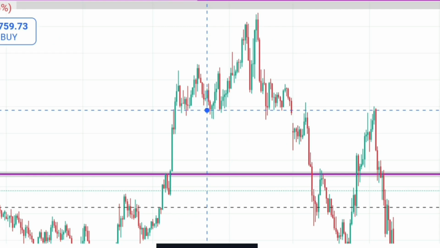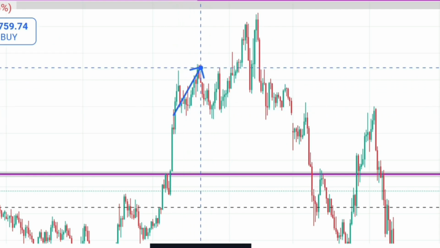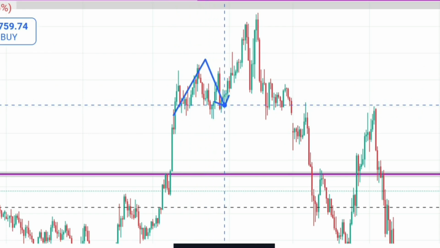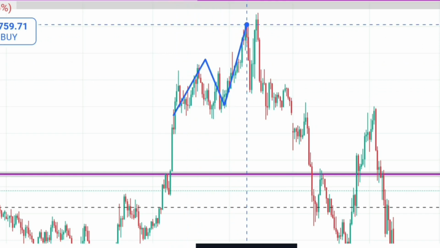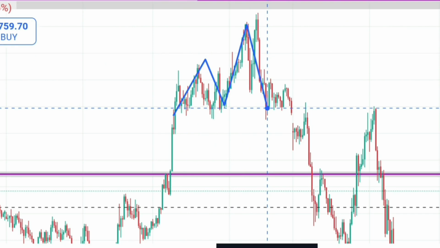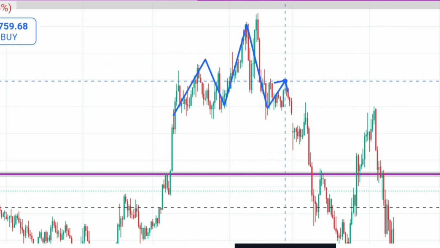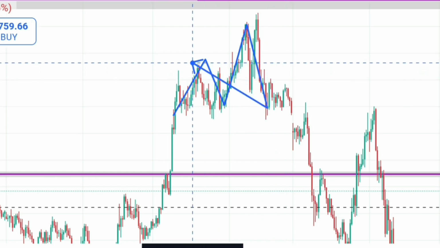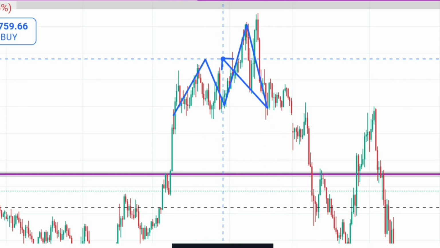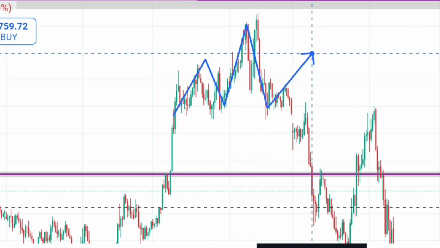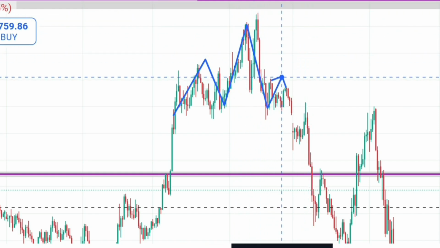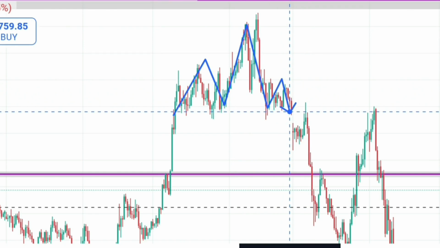Okay, if you come to this 15 minutes time frame, you can see it clearly. It moved up, retraced, this is the shoulder, moved up again, retraced, then this one is the head and created another shoulder. Take note, this current shoulder must not be equal to this one, but the most important thing is it must not be above this head. Okay, so now it dropped from here and broke.